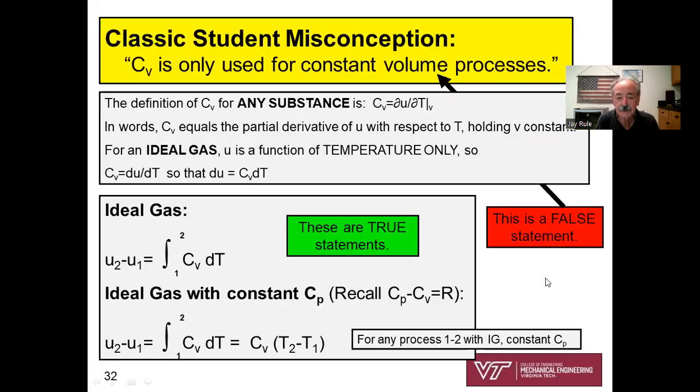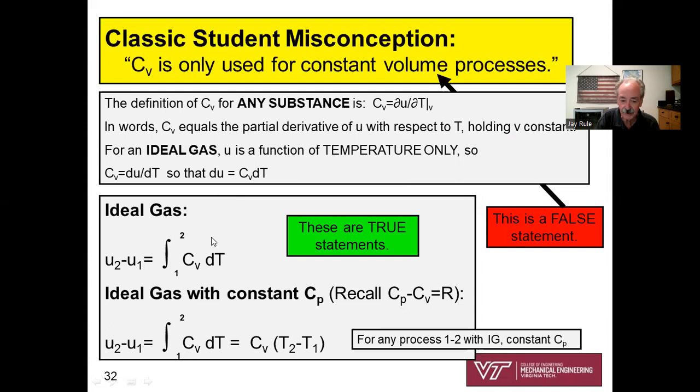Classic student misconception number one: C sub V is only used for constant volume processes. That is not true. That is a false statement. You can use C sub V whenever you want, for any substance. For an ideal gas, C sub V is a function of temperature only, and you use C sub V when you're trying to find delta U. So let me circle this. That's the key.